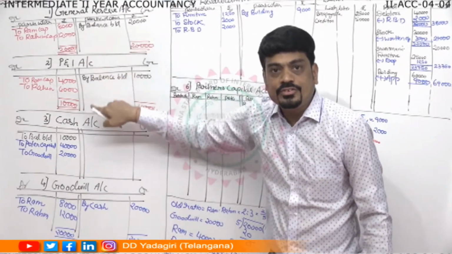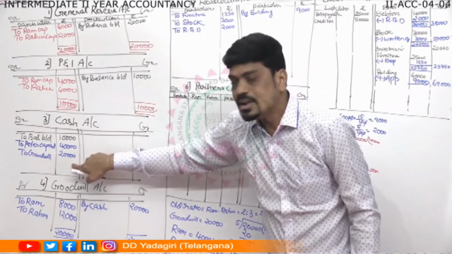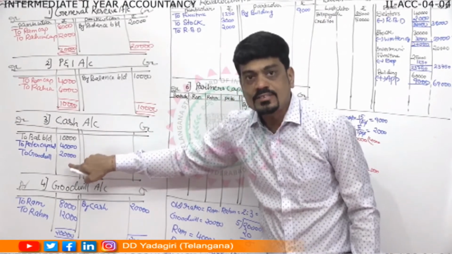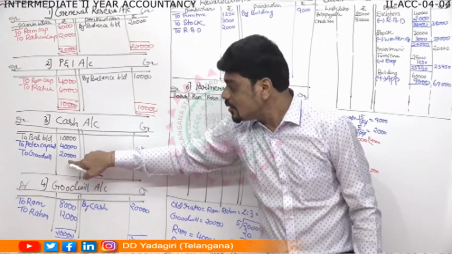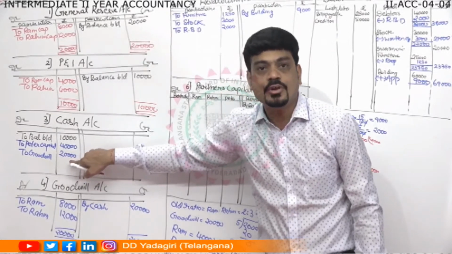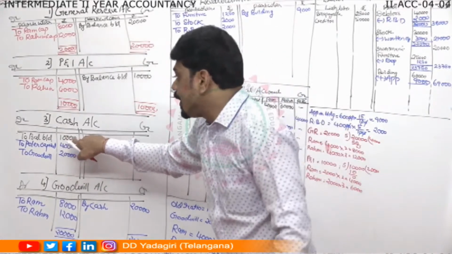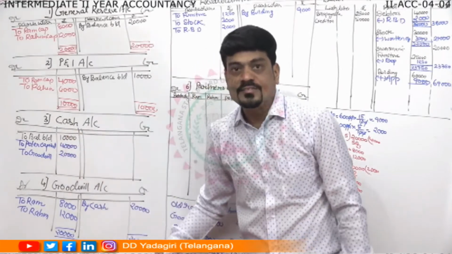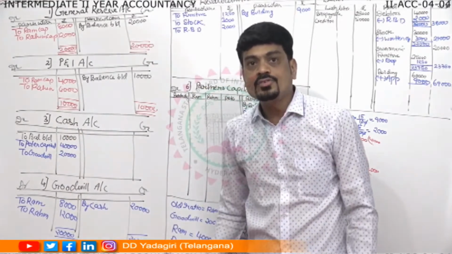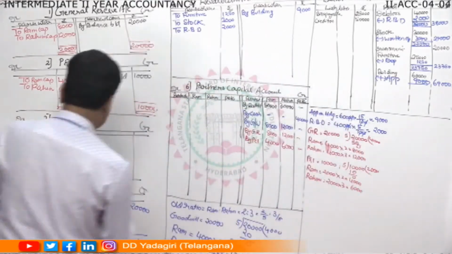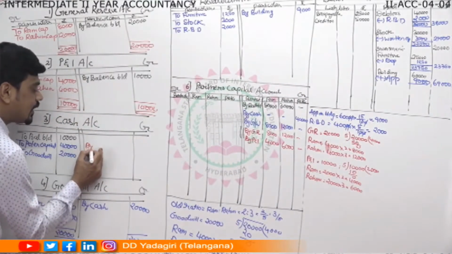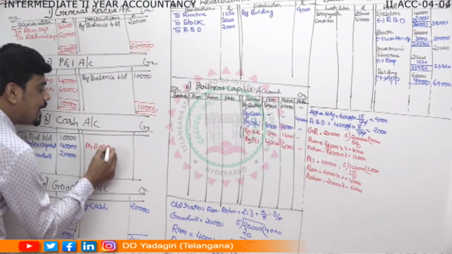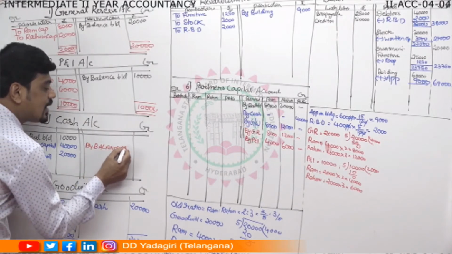Accumulated profits was distributed. Cash account should be balanced. In the sense, we want to know how much is the balance of cash after the admission of the new partner. So debit side, if you see 40 plus 20, 60 plus 10, 70. So we have new balance of cash 70,000. So this will be written on the credit side by balance carried down.